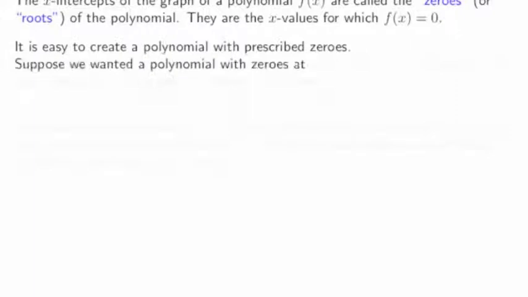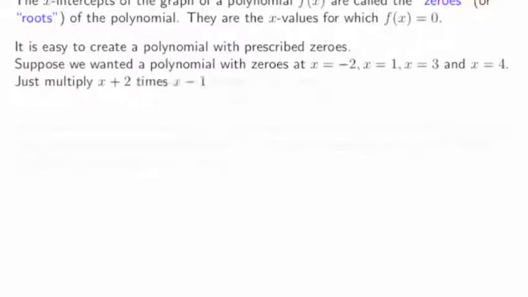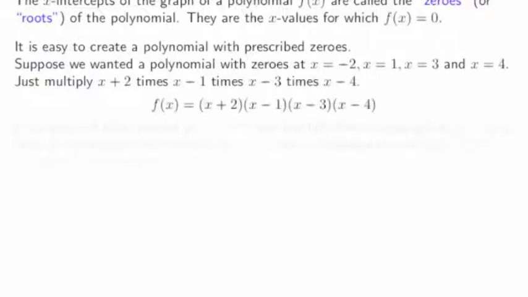Suppose we wanted a polynomial with zeros at x equals minus 2, x equals 1, x equals 3, and x equals 4. Then just take something like x plus 2, which is 0 at x equals minus 2, multiply it times x minus 1, which is 0 when x is 1, times x minus 3, which is 0 when x is 3, times x minus 4, which is 0 when x is 4. If you multiply them together, then anytime you stick in one of those x values, it makes one of the terms 0. Since 0 times anything is 0, the y value will be 0.